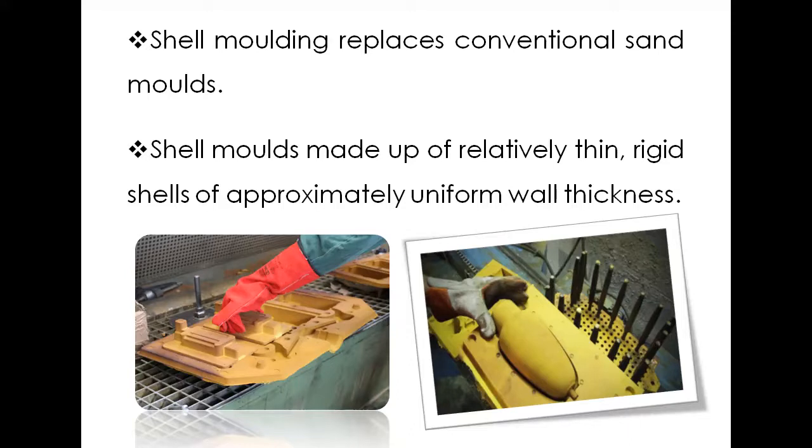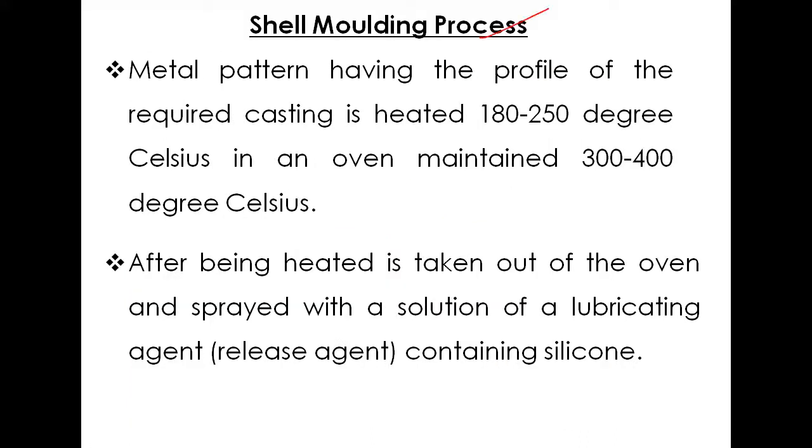Shell molds are made up of relatively thin, rigid shells of approximately uniform wall thickness. You have to follow some procedures, and finally we get that uniform wall thickness. This facility is not available in the conventional sand mold process. Now we will discuss the shell molding process step by step.